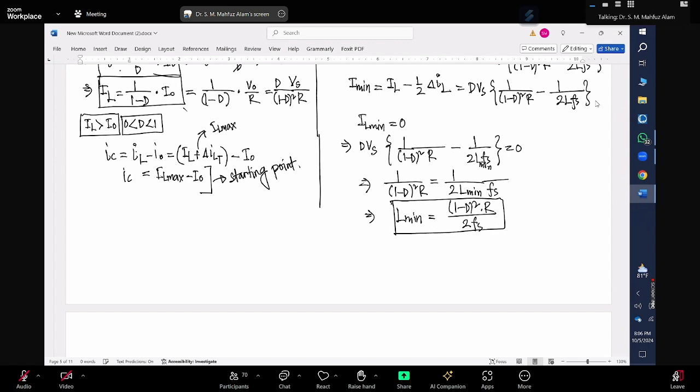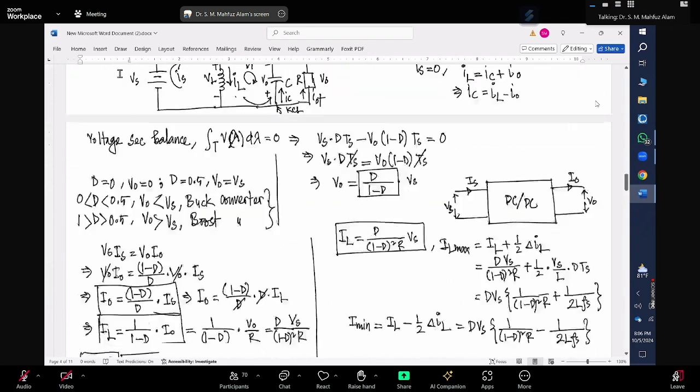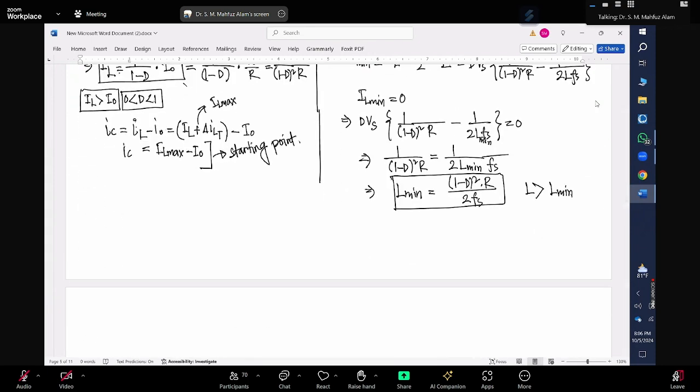Now, you have to make sure that the L chosen for the circuit is greater than your L min, so that the circuit will always operate in the continuous current mode. Right? And again, if I want to get the value of the capacitance, in the previous class also, we said that C multiplied by del V should be equal to del Q, right?